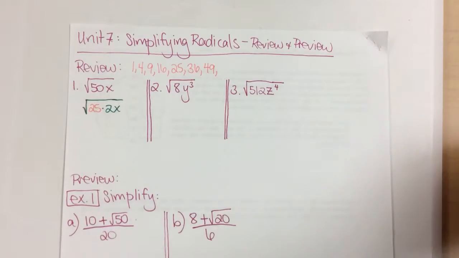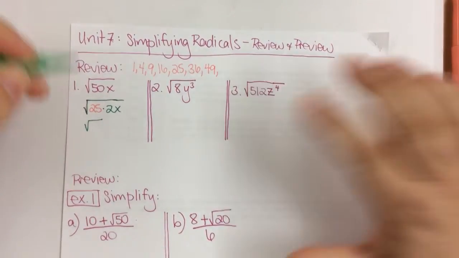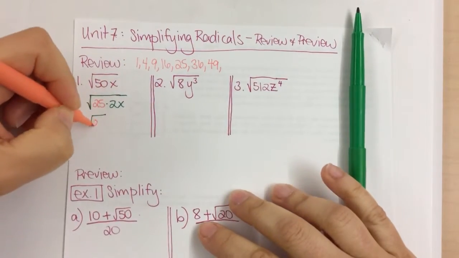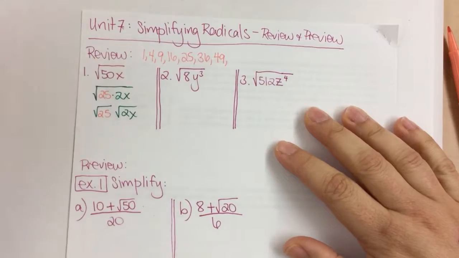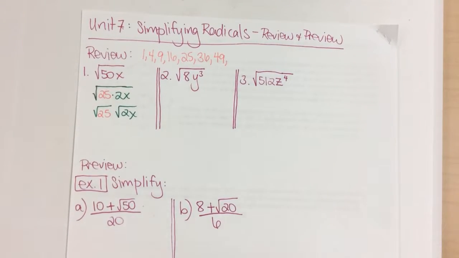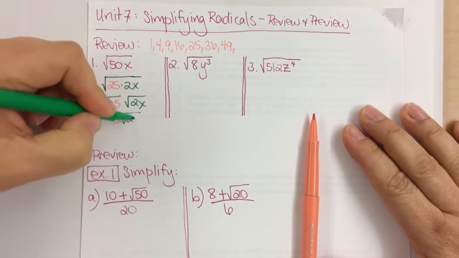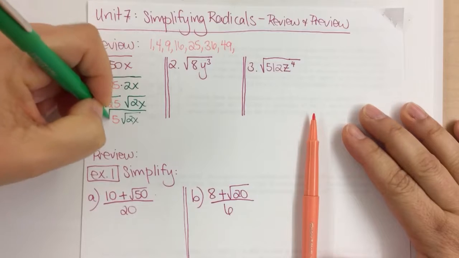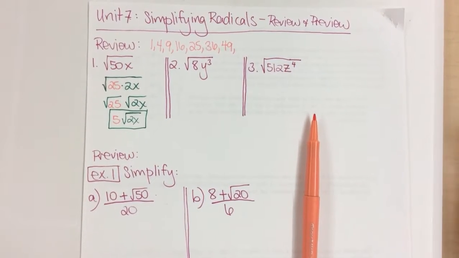And then now we don't show this step very often anymore because we've been doing this so much. But what we're looking at is we want to know what the square root of 25 is, and then the square root of 2x. And we all know the square root of 25 is 5. And then we don't know the square root of 2 or x, so we leave it like that. So hopefully you got that one right.